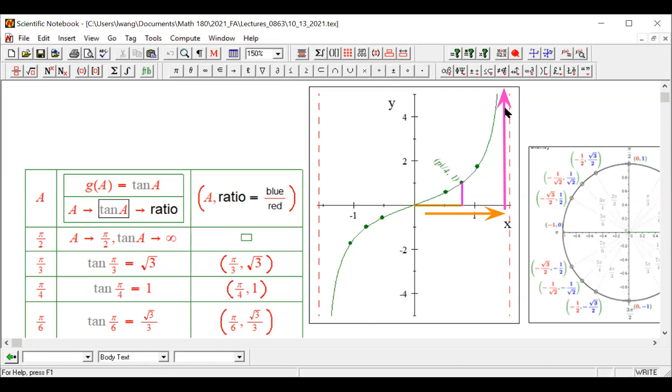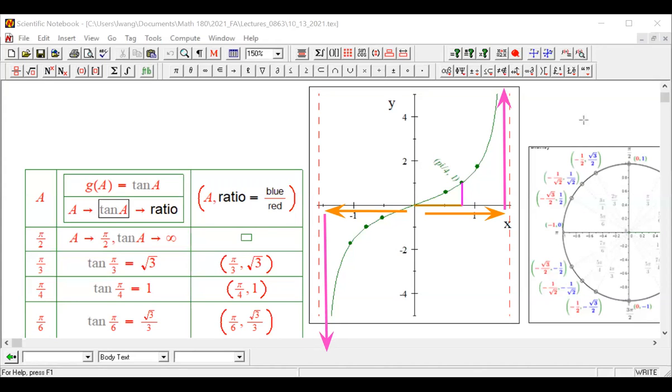Approaches positive infinity. So this is on this end. You guys see that? Now, how about this side? This side would be as the angle is approaching negative pi over 2. Remember, we marked this point? That's negative pi over 2. When we approach negative pi over 2, the ratio is going to approach negative infinity, okay?